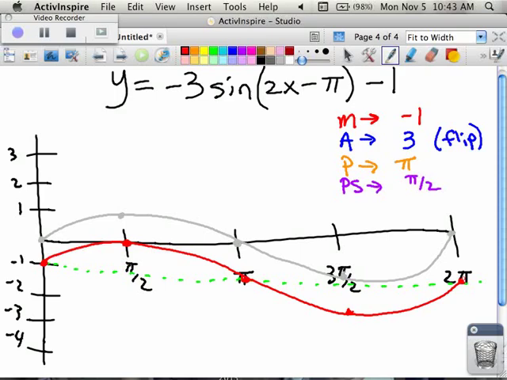Afterwards, I go to the amplitude. I know that it's 3 and flipped. What does that mean? From the midline, that means normally I would go up 3, back to the midline, down 3, and back up to the midline. But now because I'm flipped, I'm going to go down instead of up. So from my midline, I'm going to go down 3. 1, 2, 3.